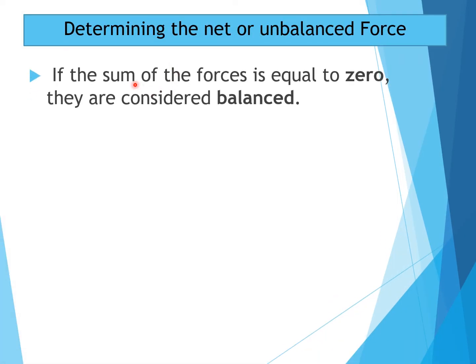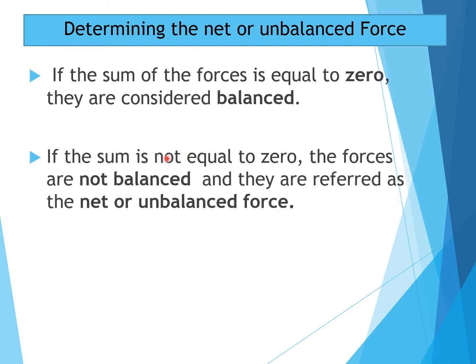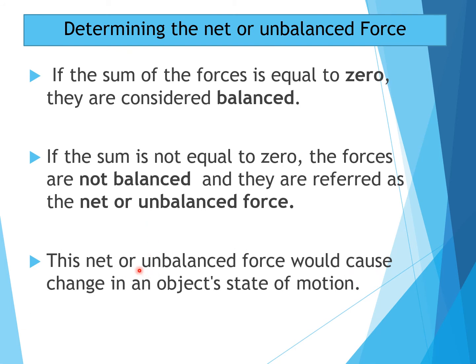This means that the force acting on the pencil is balanced. If the sum of the forces is equal to 0, they are considered balanced, just like in our first example. But if the sum is not equal to 0, the forces are not balanced and they are referred to as the net or unbalanced force. Again, if the sum of the forces is not equal to 0, they are the net or unbalanced force. This net or unbalanced force would cause a change in an object's state of motion.